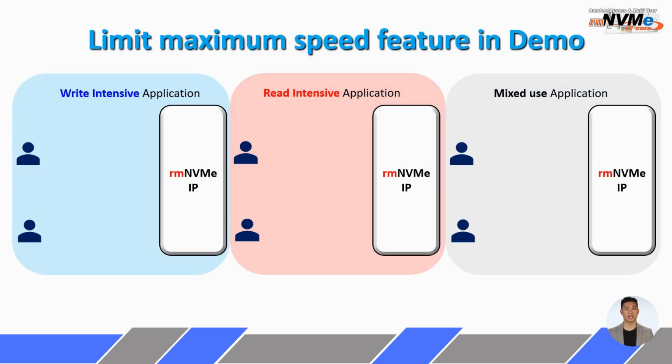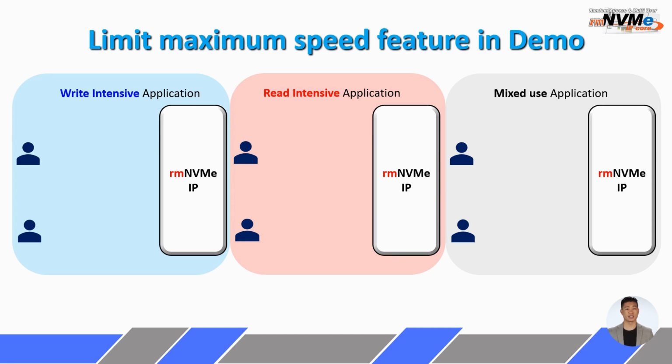The rmNVMe-IP demo features transfer rate, allowing the user to set maximum data transfer rates for writing and reading on the NVMe SSD, expressed as a percentage of the maximum data rate. When set to 100%, the data transfer rate is at its maximum.